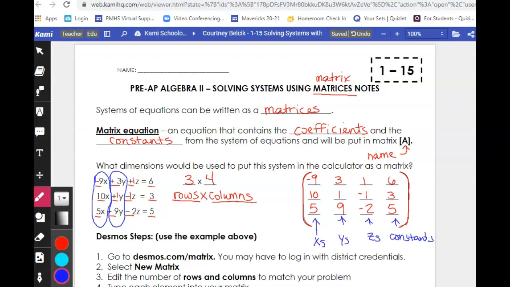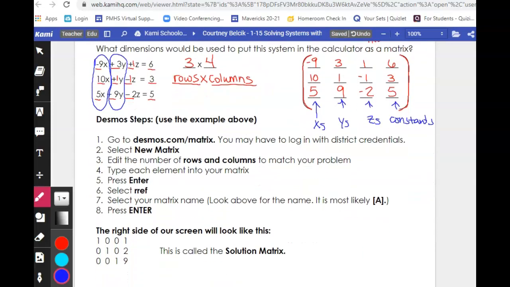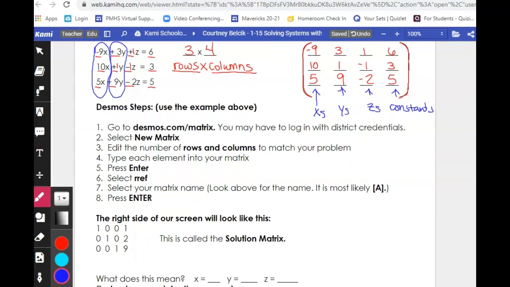Okay? So I'm going to scroll down. We're going to talk about how to use this matrix equation to solve the system.